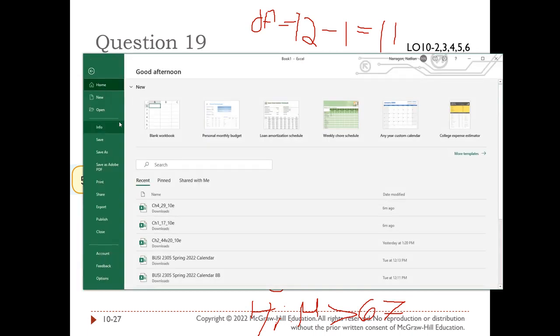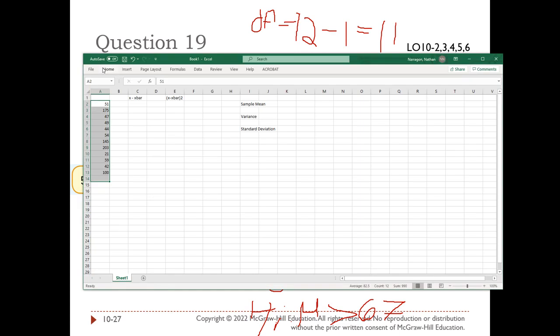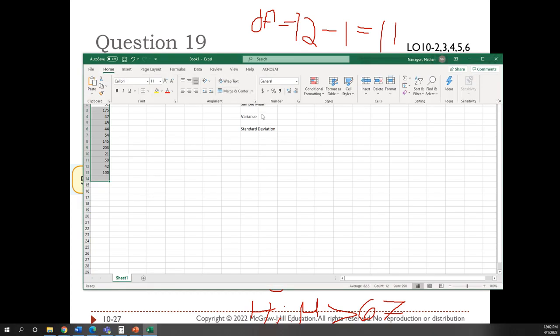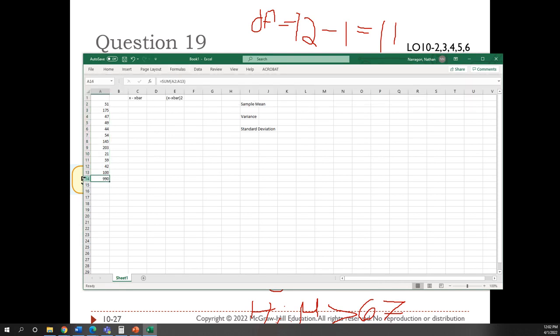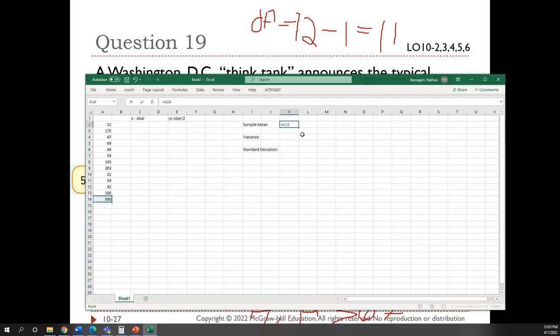Home. And we can actually do auto sum, which is right here. Auto sum ends up being 990. Okay. Now we still need to figure out the mean. So that's going to equal the sum, again, we had 12, divided by our sample size. So that's 82.5. That is our mean. Okay. That is our average.